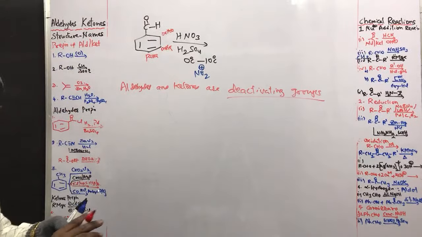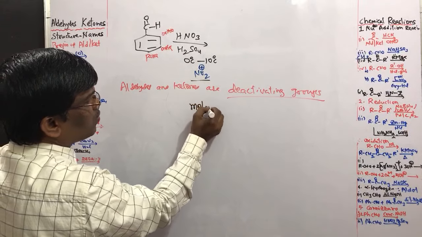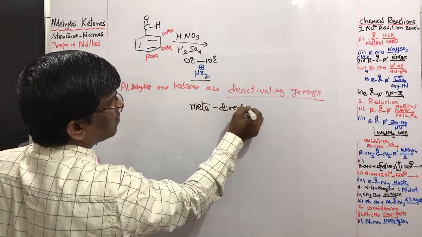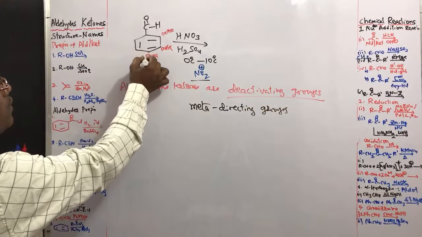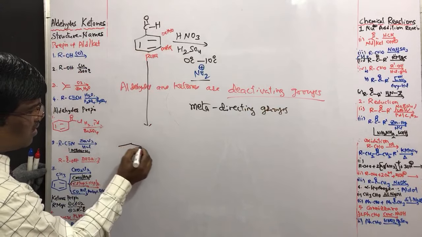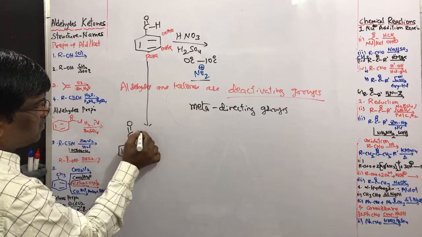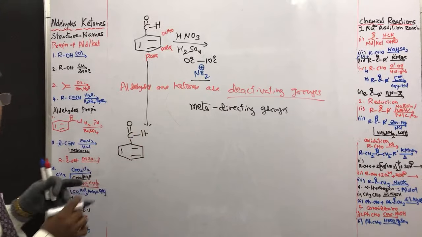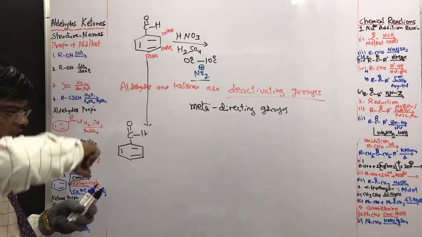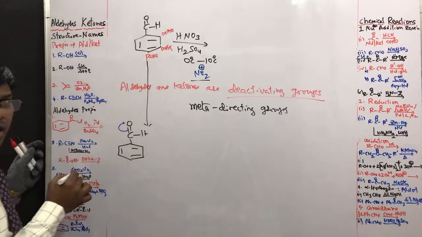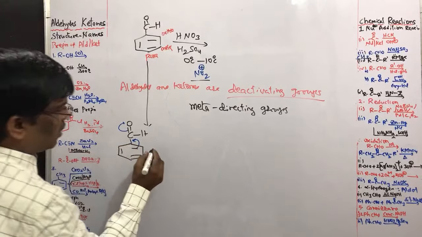They orient the incoming electrophile towards the meta position, so they are meta directing groups. Why meta directing and how? If you write the resonance structures, this carbonyl compound is an electron withdrawing group. Oxygen withdraws the electron pair of the pi bond, and from the ring it is going to form resonance structures like this.